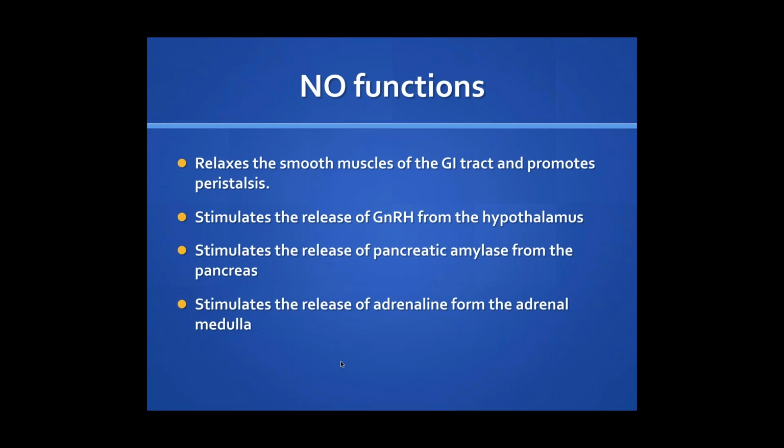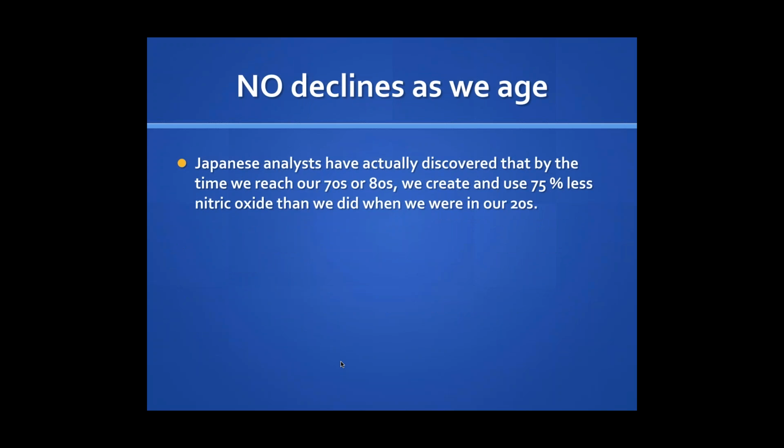Some of the other functions: it relaxes the smooth muscles of the gastrointestinal tract and promotes peristalsis, stimulates the release of gonadotropin-releasing hormone from the hypothalamus, stimulates the release of pancreatic amylase from the pancreas, and stimulates the release of adrenaline from the adrenal medulla. And it declines as we age. In one study, Japanese analysts discovered that by the time we reach our 70s or 80s, we create and use 75% less nitric oxide than we did when we were in our 20s.